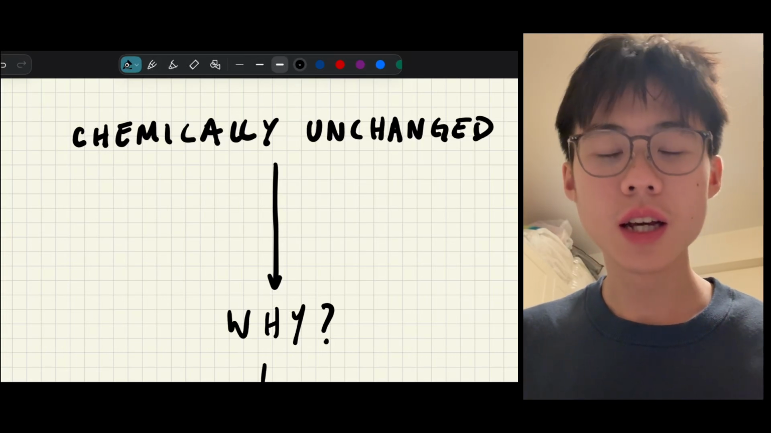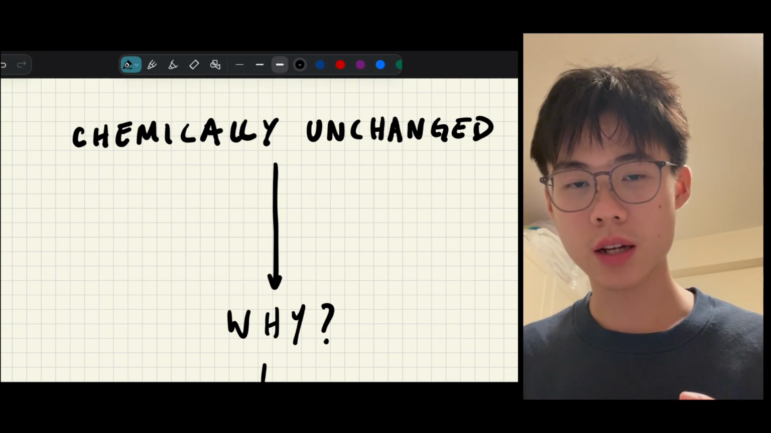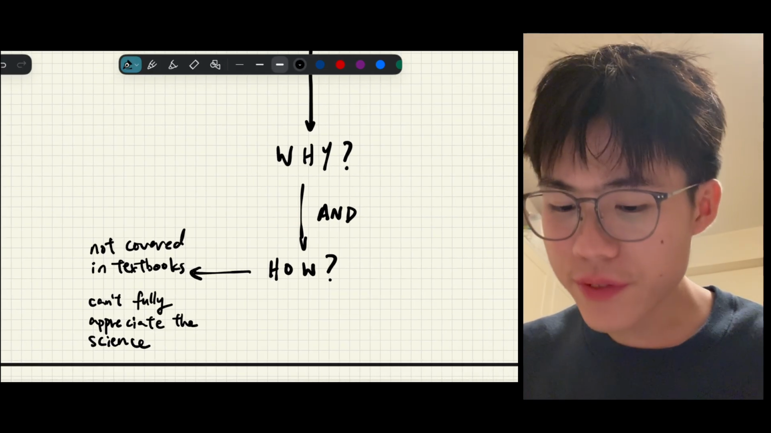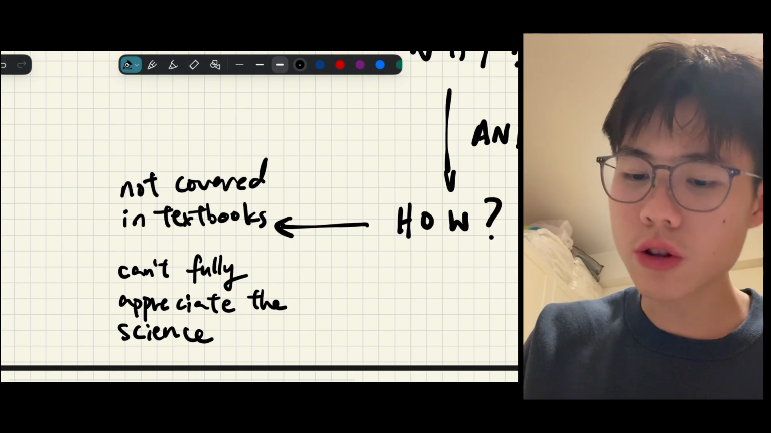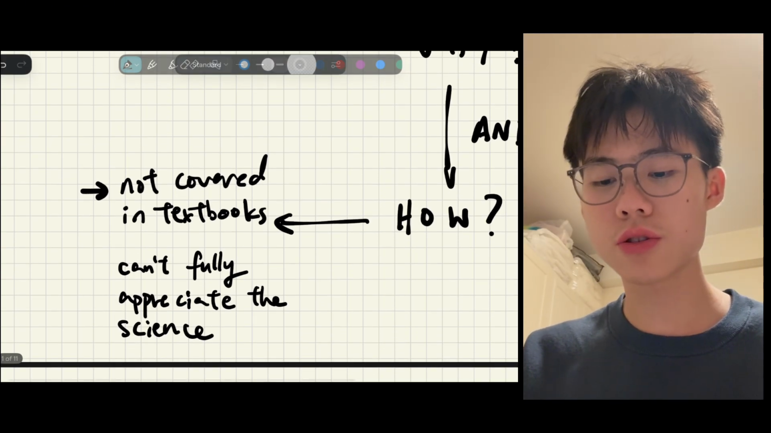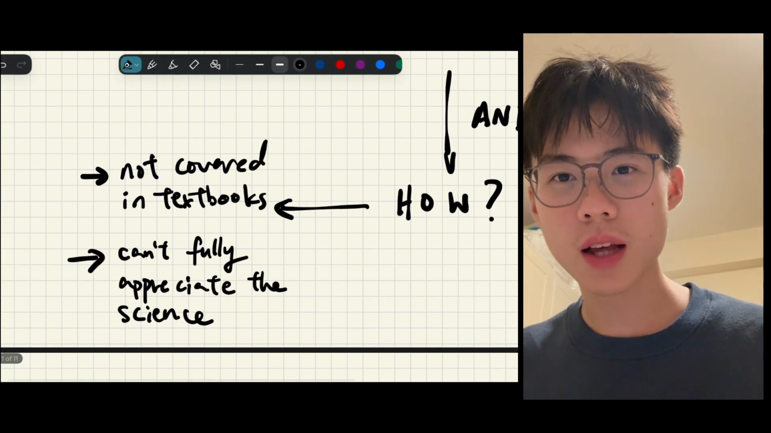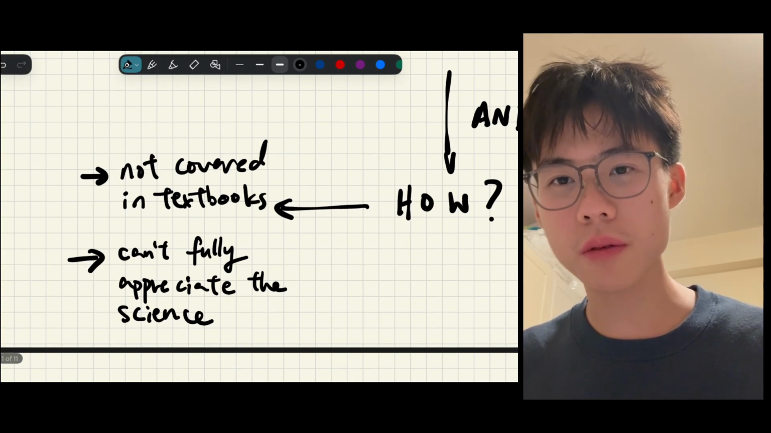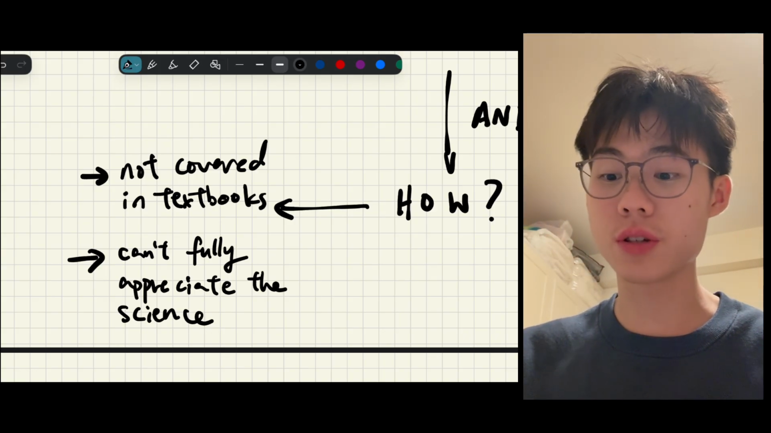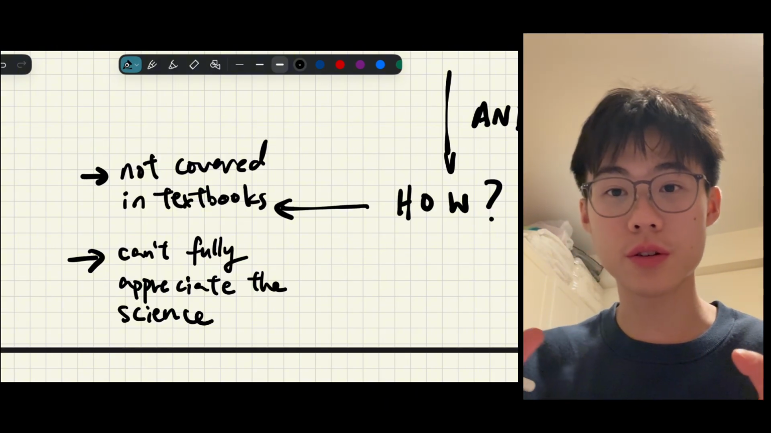"Chemically unchanged" is usually how people describe a catalyst. But how is that possible? Well, this is a detail that is not covered in textbooks, and therefore students usually can't fully appreciate the science behind it. I think that's really a shame, because that is where the interesting chemistry is. So in this video, I'm going to explain it to you, and by the end, you'll fully understand it.